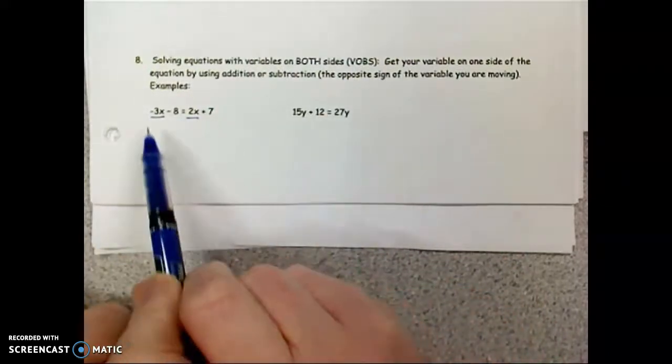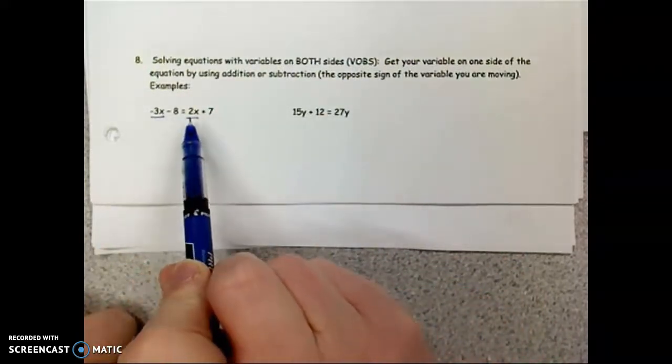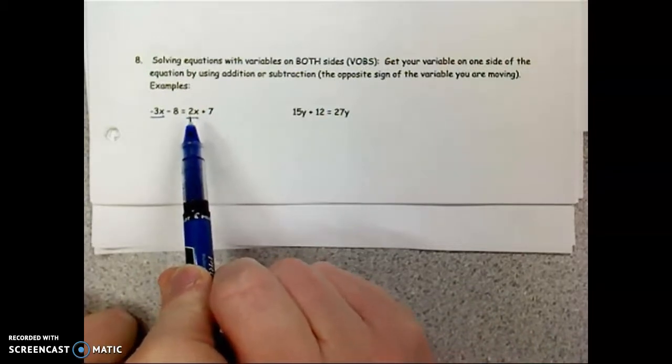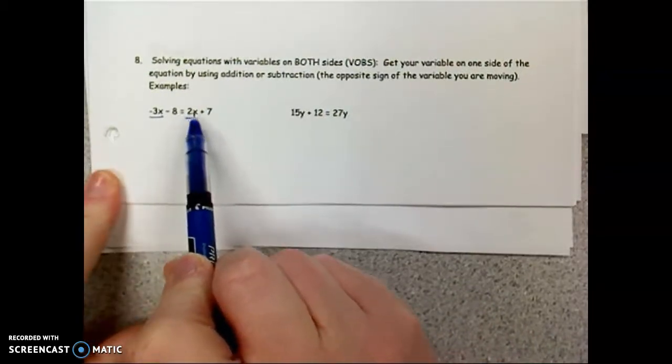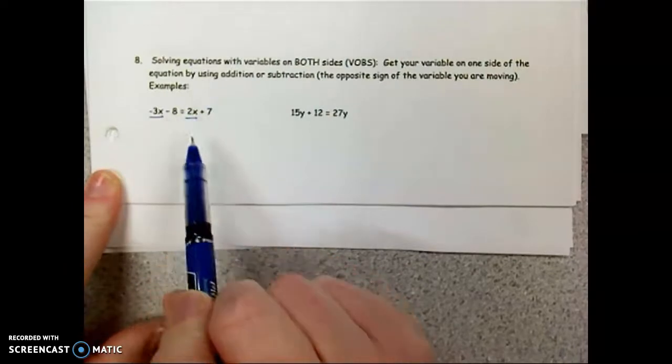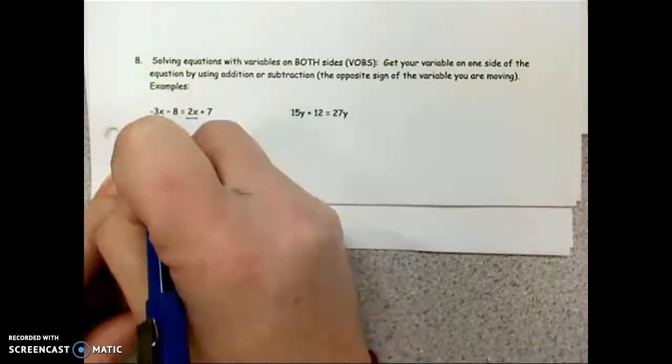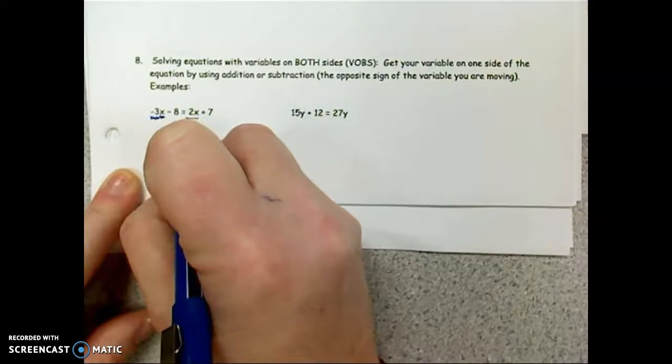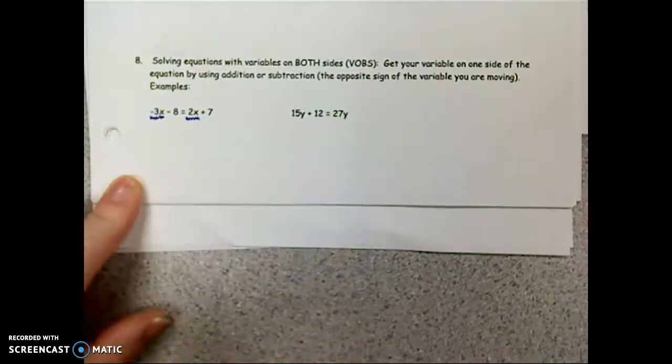Most of you like to get your variable on the left side, so you typically get rid of the one on the right side. So the one on the right side is positive, so to get rid of it, I have to have the opposite sign, so I'm going to subtract. So remember, these are not division bars, okay? I was just showing you that they both had an x.